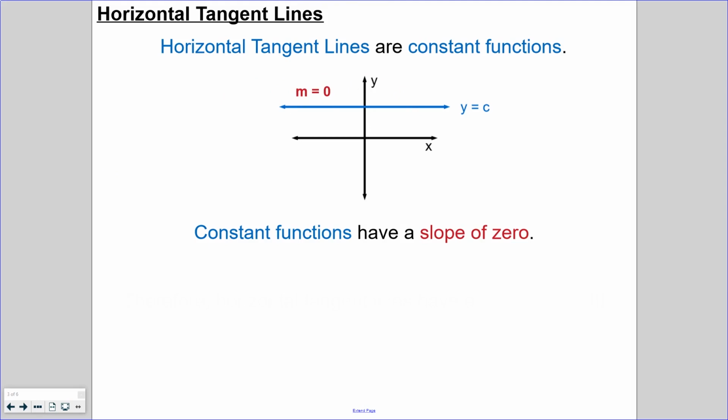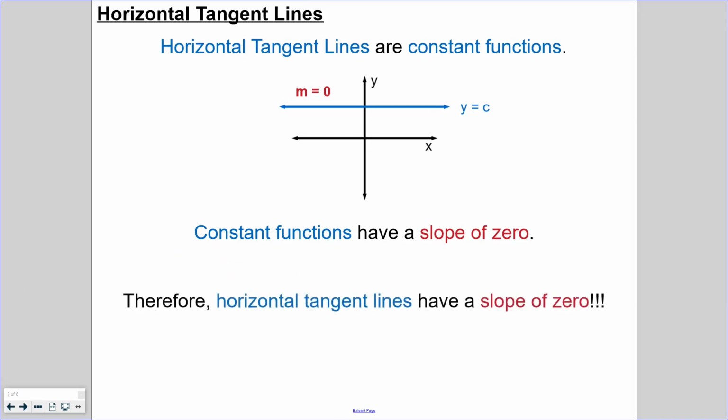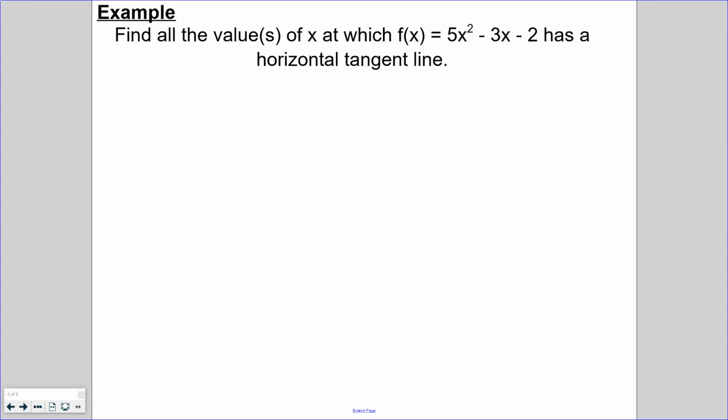So, since horizontal tangent lines are constant functions, and since constant functions have a slope of 0, we can therefore conclude that horizontal tangent lines have a slope of 0. So in this example, we're being asked to find all the values of x at which f of x is equal to 5x squared minus 3x minus 2 has a horizontal tangent line.